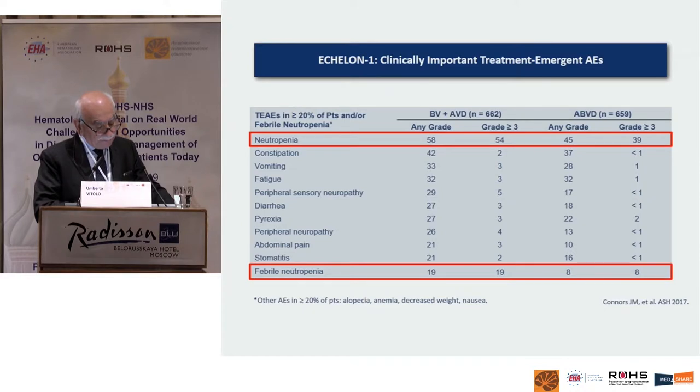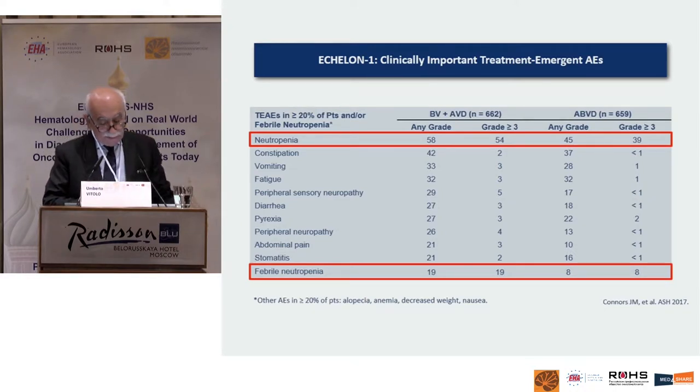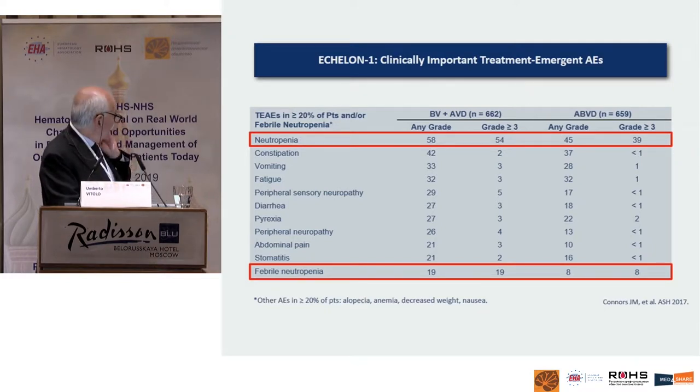This is the safety of this regimen. When you add brentuximab vedotin, you have more grade 3 and 4 neutropenia, and the infections are also a little bit higher compared to the patients treated with the standard ABVD arm.